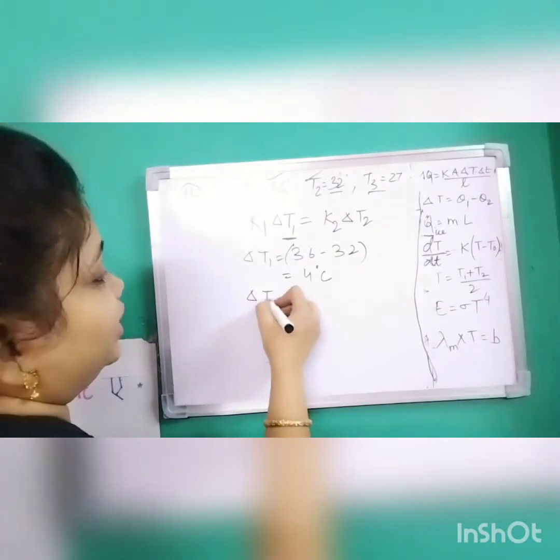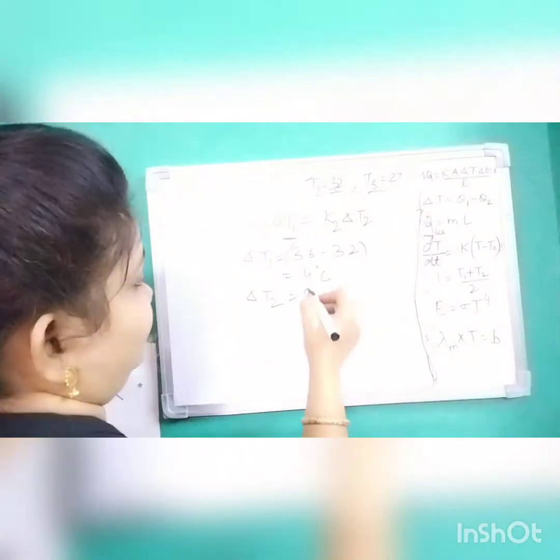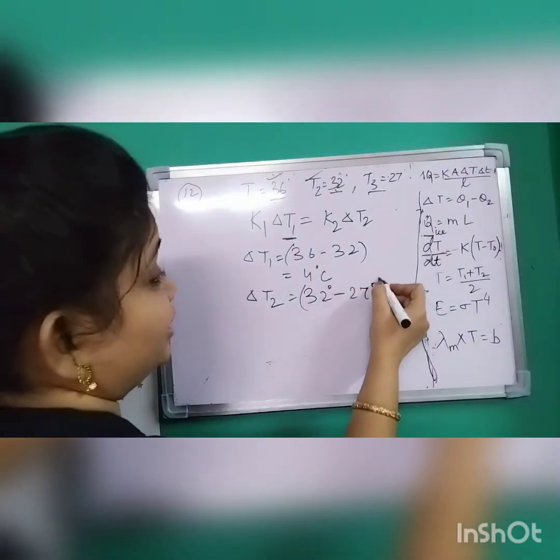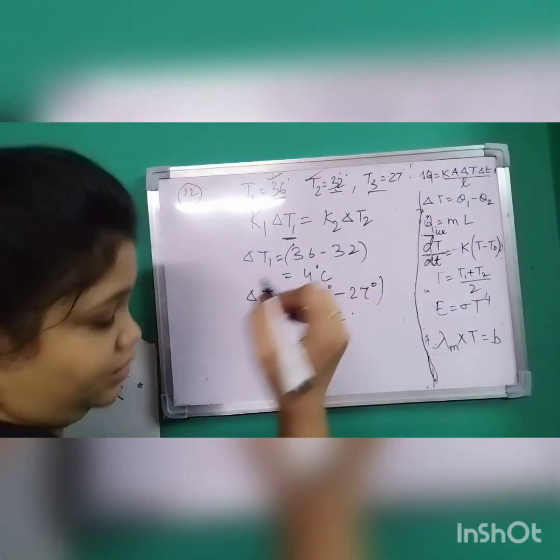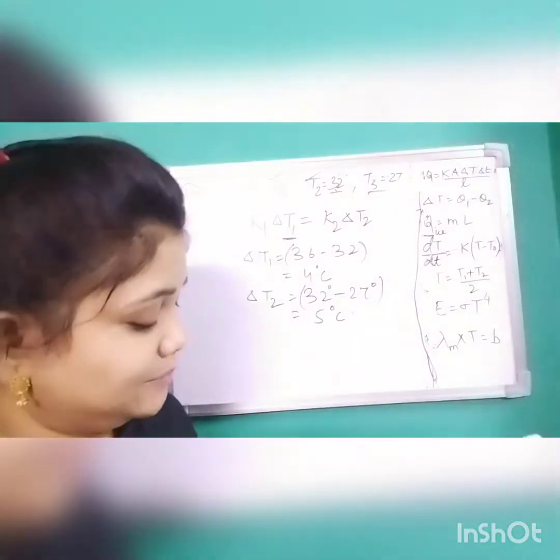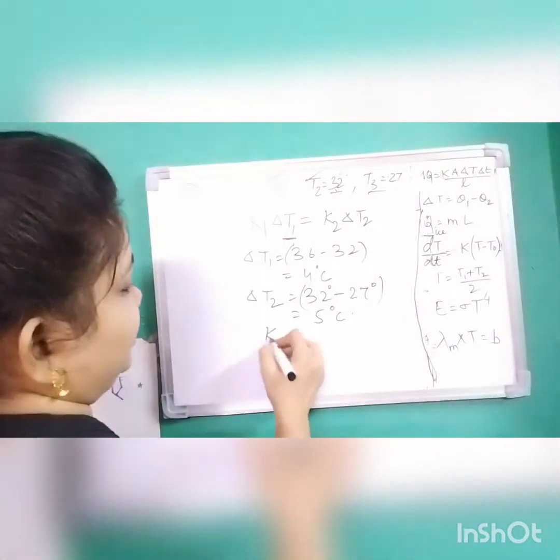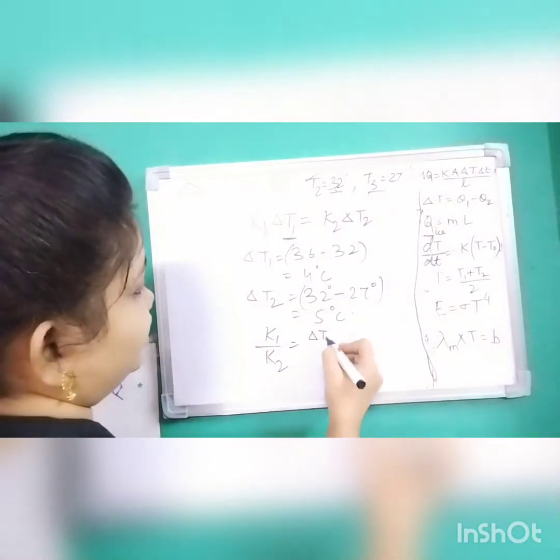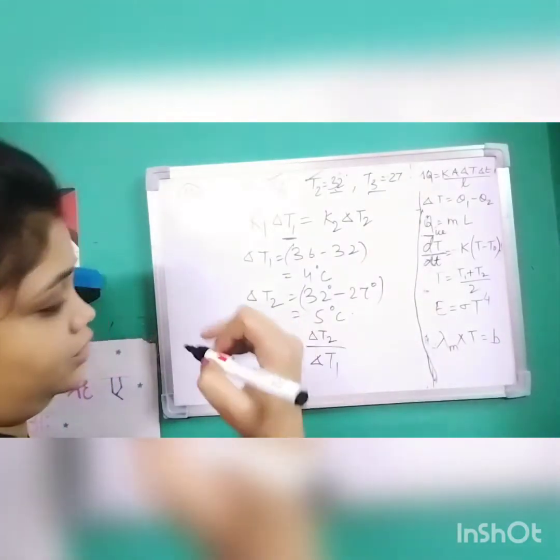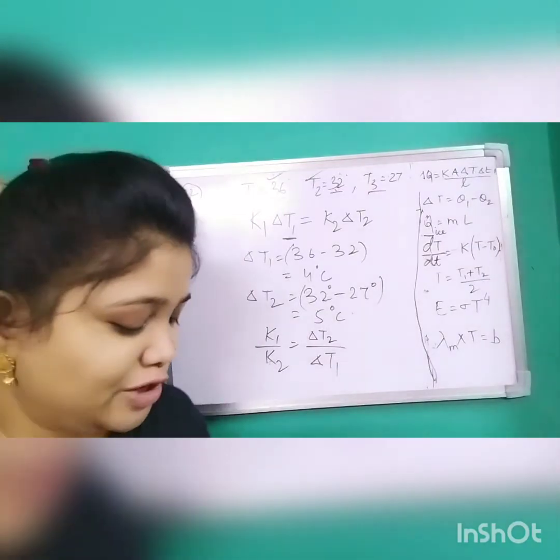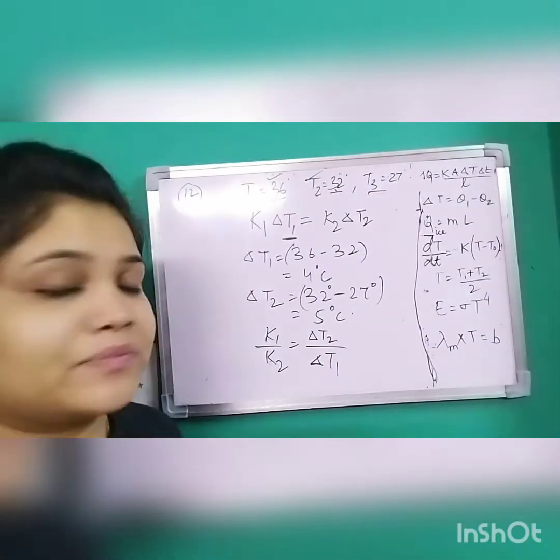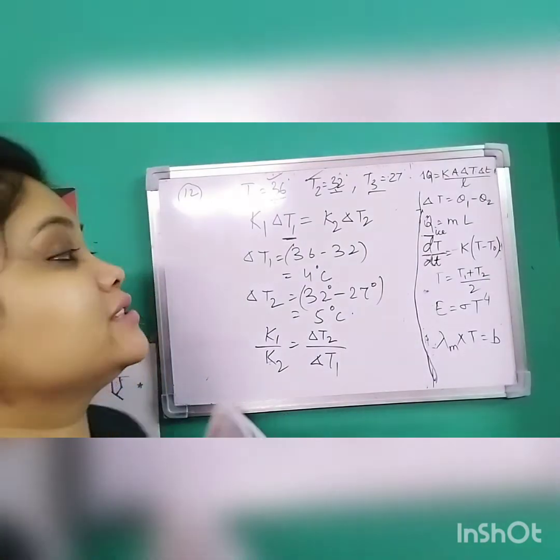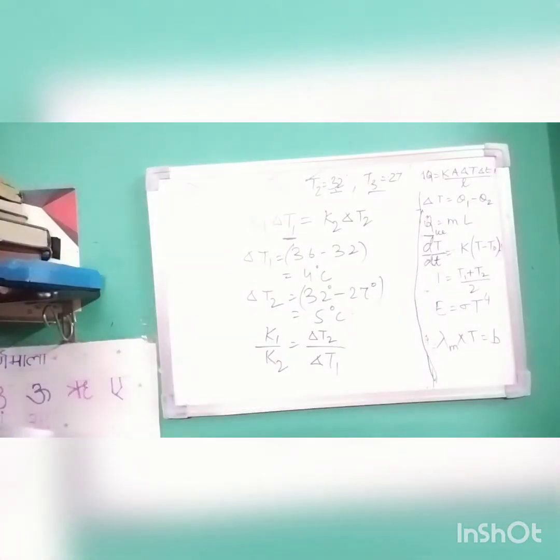And what is delta T2? It is between 32 and 27, the temperature difference between the vest and the coat, shirt and the coat. Which is 5 degrees centigrade. So, you got the temperature differences, just put them in. What will K1 by K2 be equal to? It will be equal to delta T2 by delta T1. Just put it, solve it, and you get the answer. So, sums are really simple. If you can understand the terms, it's very easy, because the rest of the quantities are the same.